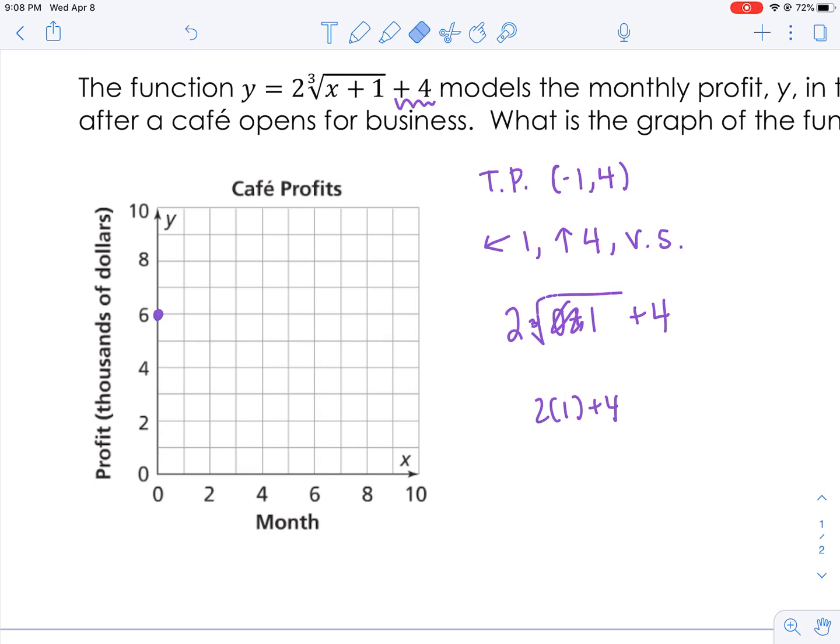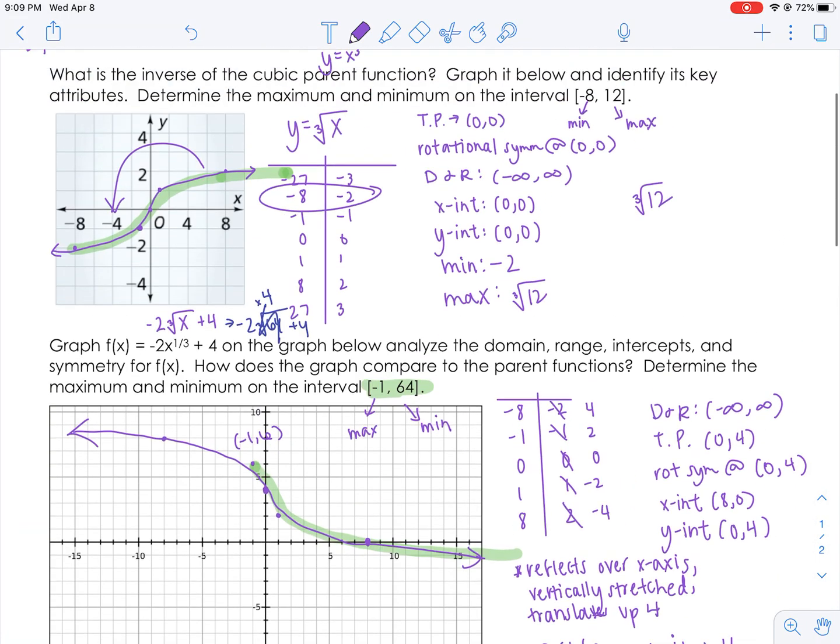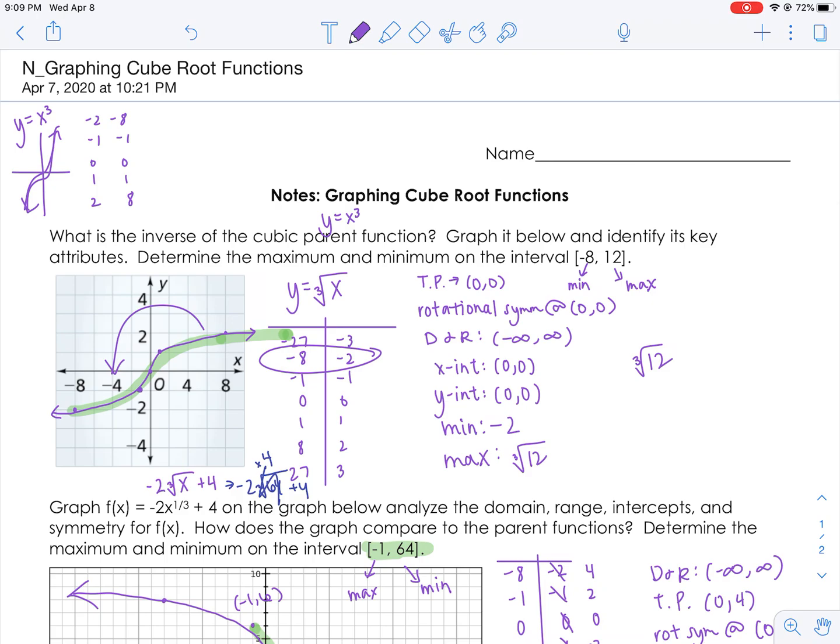And from there, what you can do if you want to is just plug in numbers to get the rest of this graph, or you can go back to your table. We've already done the (1, 1) part, and you can go from there. If I were you, from this point you can just sketch it out or go to Desmos and finish graphing it. And that's basically how you graph cube root functions.